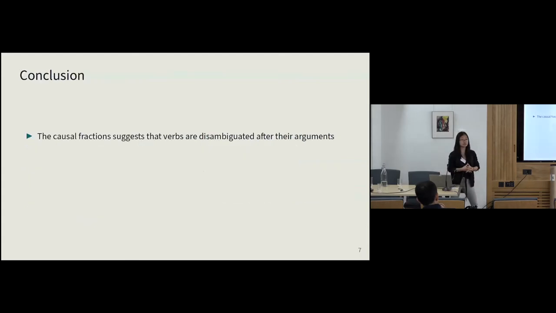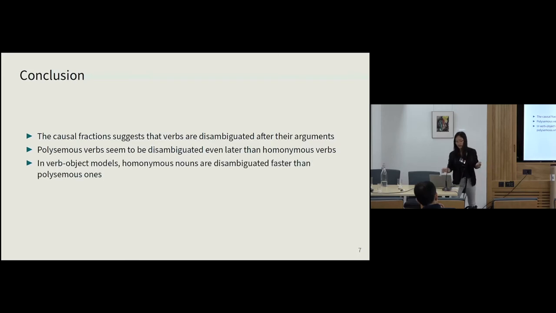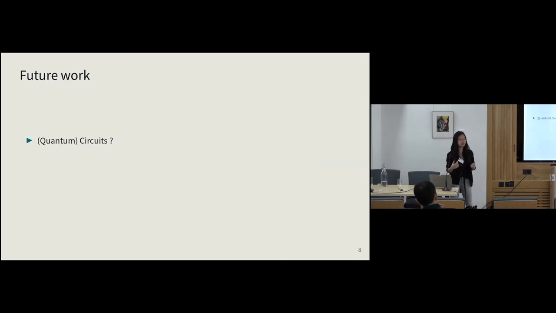Okay, so let's move on to a very brief conclusion. So we've shown that using the causal fraction that has been developed for quantum mechanics, we can actually replicate some of the results from psycholinguistics, notably that verbs are disambiguated after their arguments, and that polysemous verbs need a much larger context and therefore take a lot longer to get disambiguated than homonymous ones. And then finally, that in verb object models, homonymous nouns are definitely disambiguated before polysemous ones.